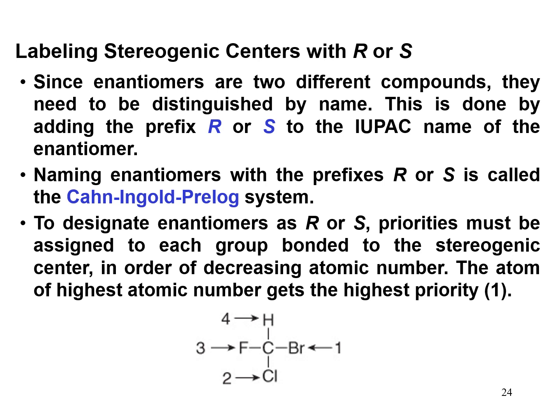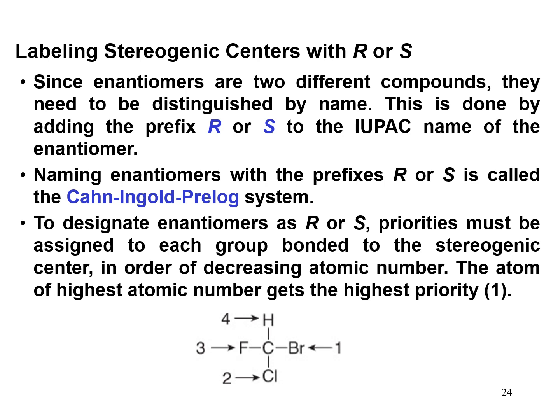So, labeling a stereogenic center with R or S: since enantiomers are two different compounds, they need to be distinguished by name. This is done by adding the prefix R or S. R is for rectus and S is for sinister, which is to the left, and R is to the right, meaning the opposite name of the enantiomer. Naming an enantiomer with the prefix R or S is called the Cahn-Ingold-Prelog system.